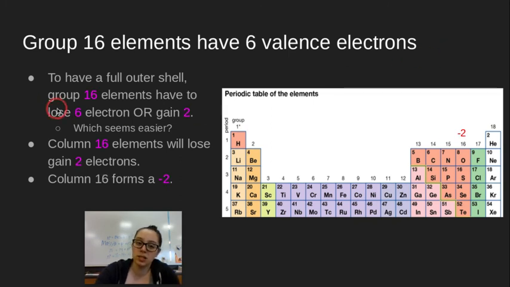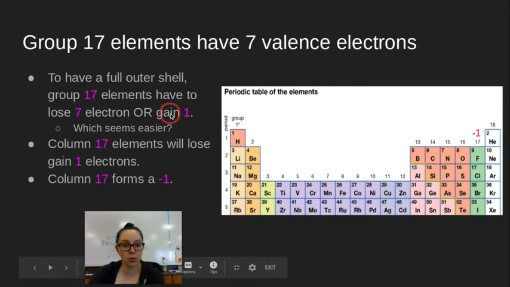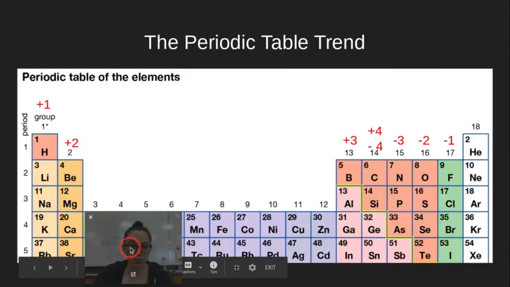16, lose 6 or gain 2. Easier to gain 2, and that's what it's going to do. Wow, I forgot that too. Oh my God. And so column 16 is going to form a -2. Column 17 is going to form a -1, which we saw in fluorine, because it is easier to gain 1 than to lose 7.